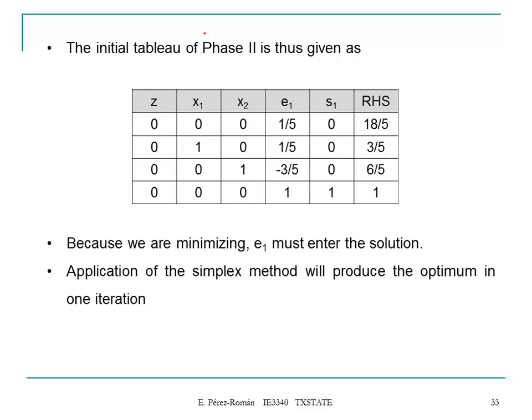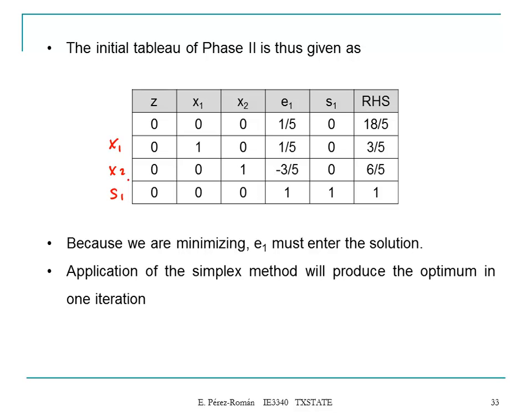Once you perform those operations, this is how the tableau looks like. So this is x1, x2, and s1. And now you can proceed with the simplex method. After all this process, once you apply the simplex method to this tableau, you're going to find the optimal solution of your problem.